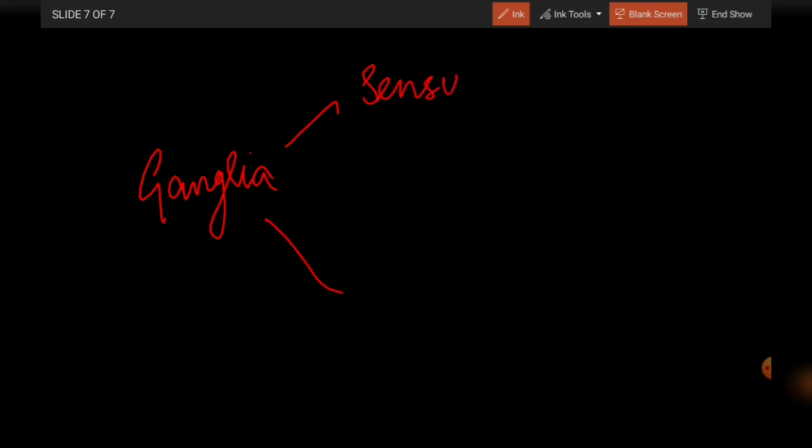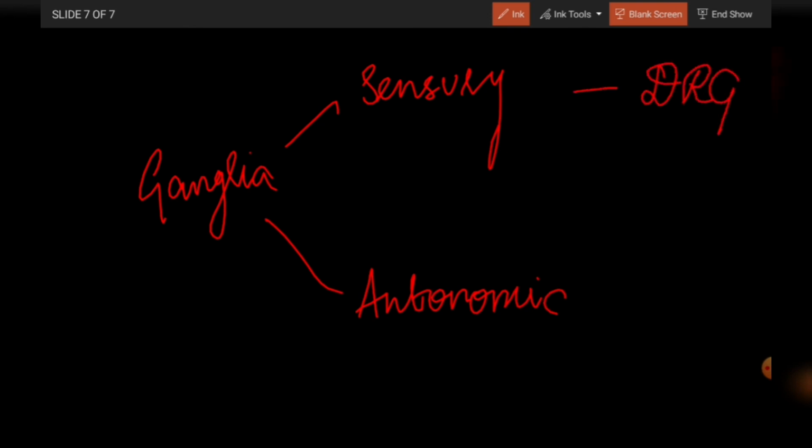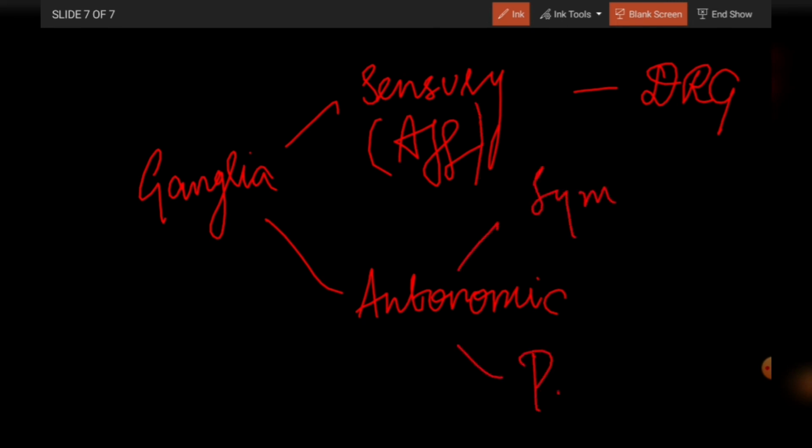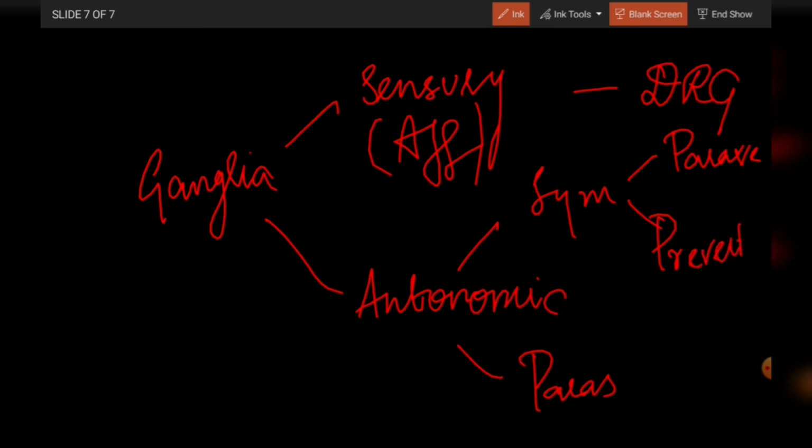Then having a look at the ganglia. Ganglia can be of two types, sensory ganglia and autonomic ganglia. Sensory ganglia is mainly the dorsal root ganglion, sensory afferent. Then autonomic ganglia can be sympathetic or parasympathetic. Sympathetic ganglia are present in the paravertebral region, on two sides of the vertebra, or they can even be in front of the vertebra, that is, prevertebral. So it is of two types.